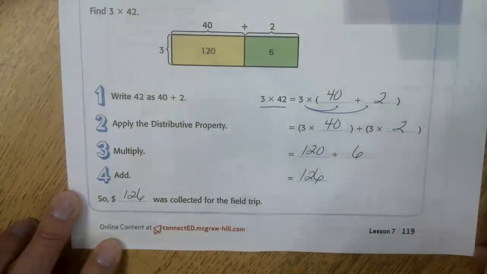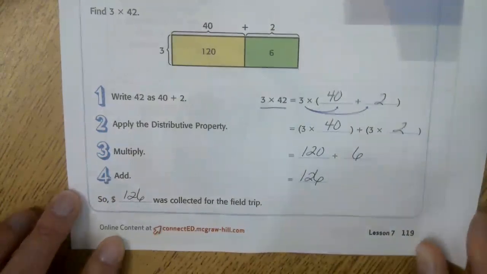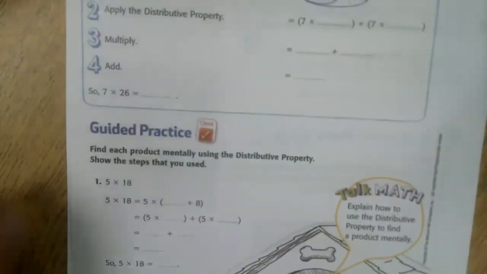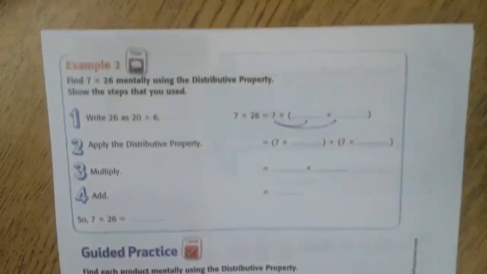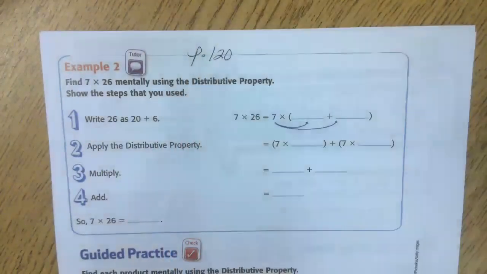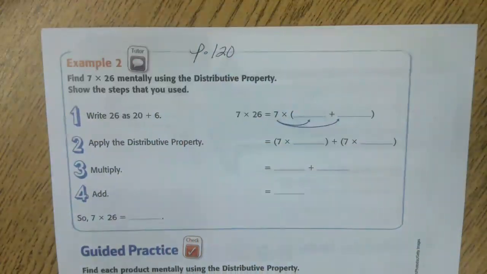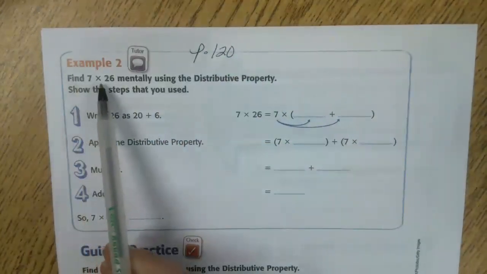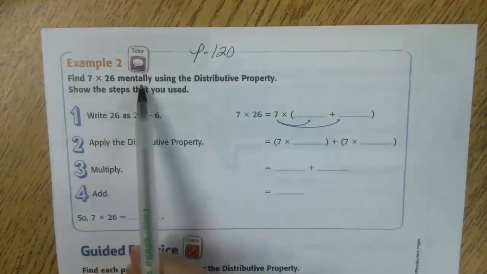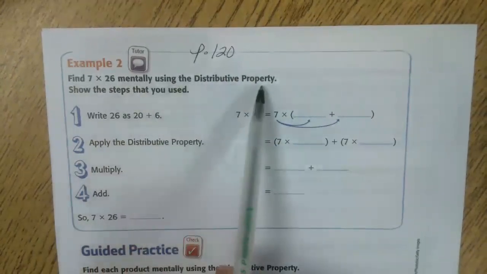Okay, so that's page 119. So make sure you have all of those blanks filled in for page 119. Let's turn the page to 120 and practice the distributive property a little bit more. All right, so at the top of page 120, and I'll write this at the top. Example 2 says, find 7 times 26 mentally, that means mostly in your head, using the distributive property.